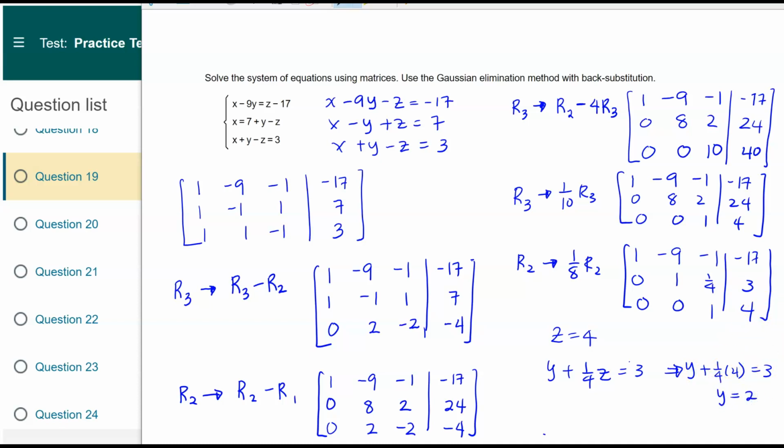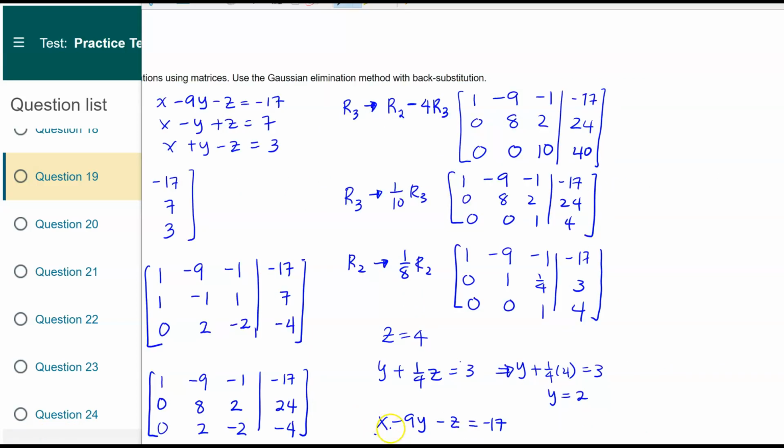Okay, then you would have to move the 1 to the other side of the equation. Subtract both sides by 1. Now, you have Z equals 4, Y equals 2. Then we have to solve for X. So from the first equation, we will have X minus 9Y minus Z equal to negative 17. Then you will just have to plug it in.